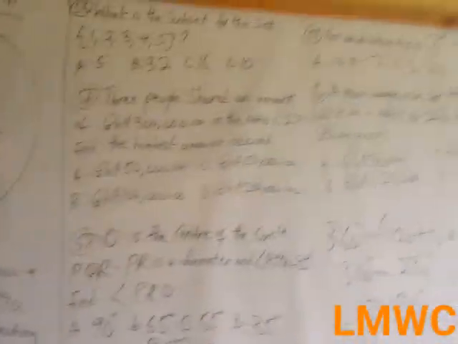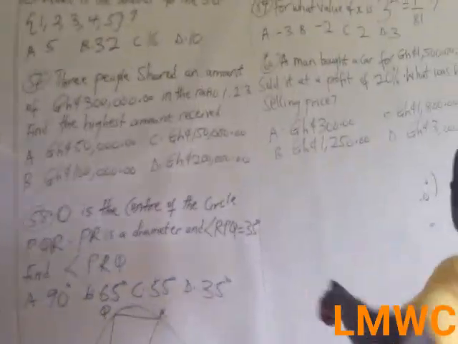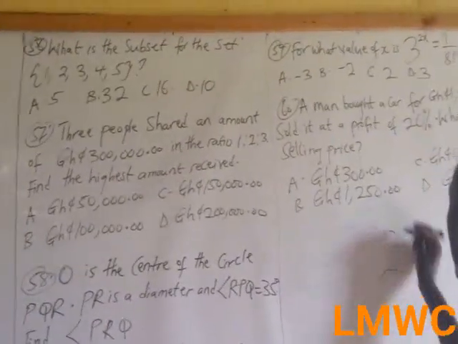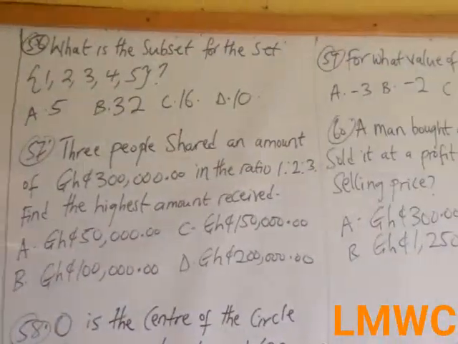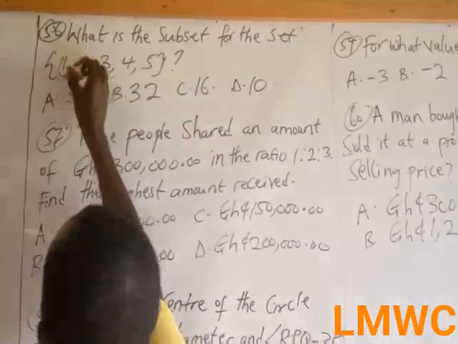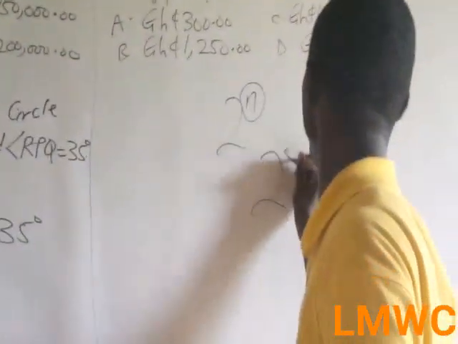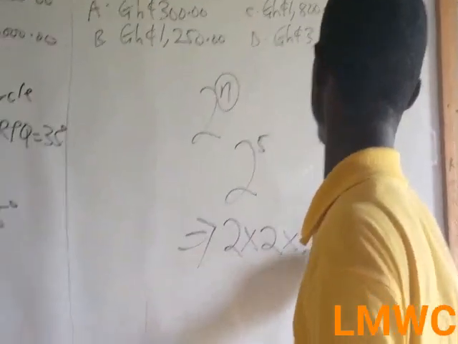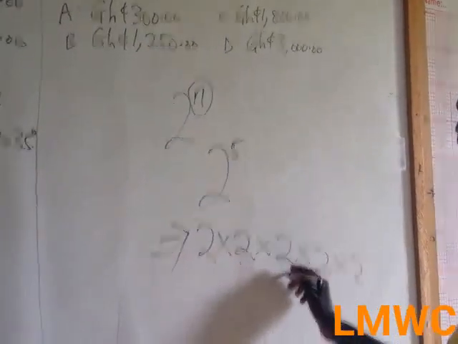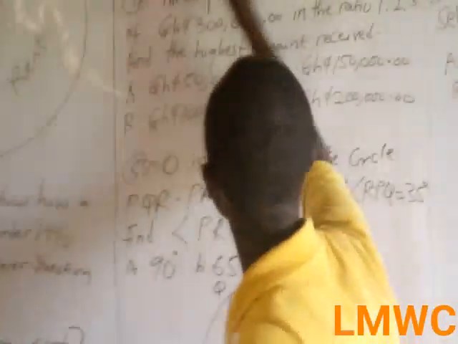Question 56. What is the number of subsets for the set 1, 2, 3, 4, 5? Now, for subsets, the formula is 2 raised to the power n, where n is the number of elements. What is the number of elements in this set? We have 1, 2, 3, 4, 5. So our n is 5. And 2 raised to the power 5 is 2 times 2 times 2 times 2 times 2. 2 times 2 is 4, 4 times 2 is 8, 8 times 2 is 16, 16 times 2 is 32. The answer is B.